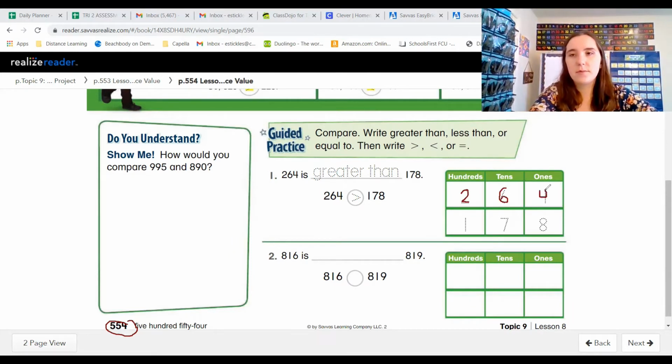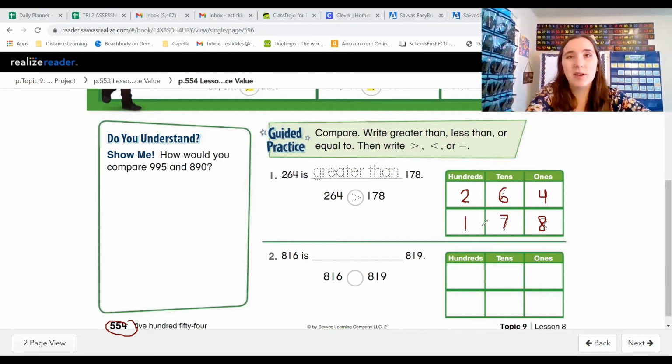264 and then 178. Notice that I am lining up my place values. So these are the hundreds, those are the tens, these are the ones. Now let's look at our hundreds first because it has the greatest value.